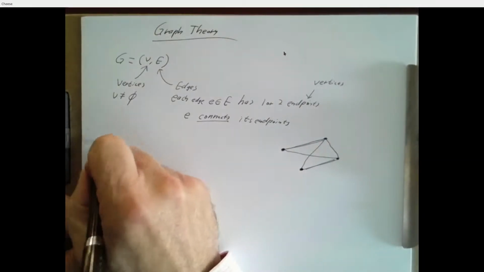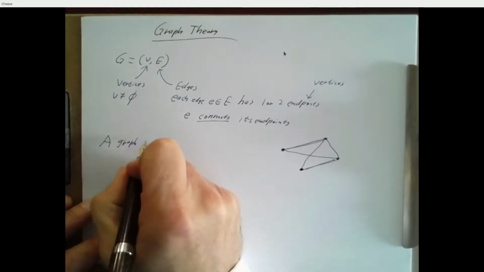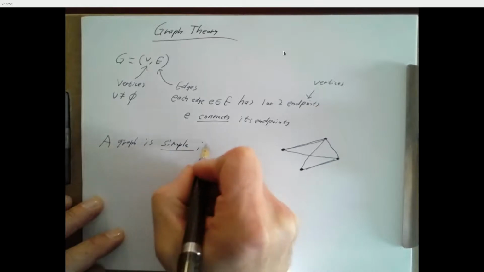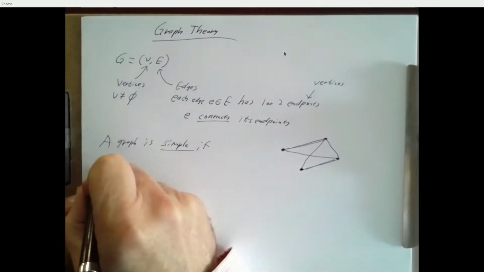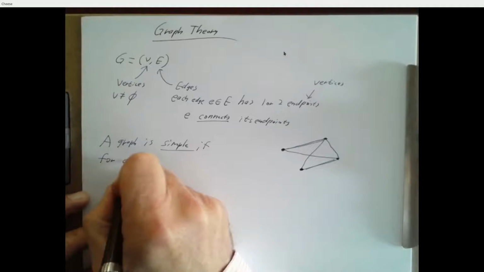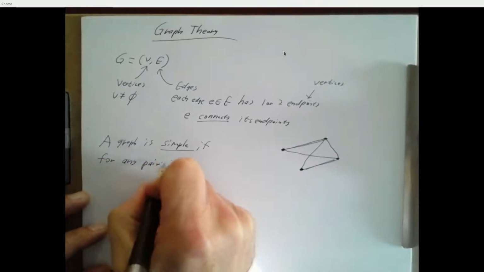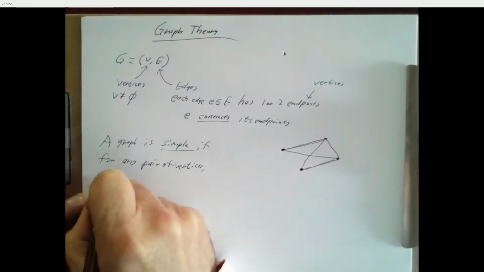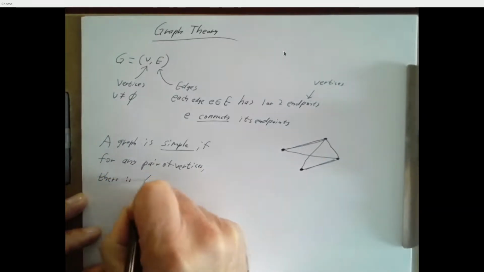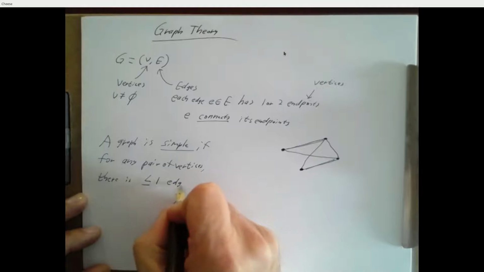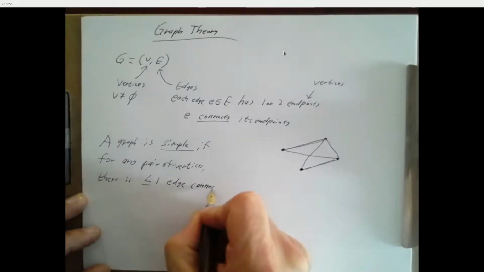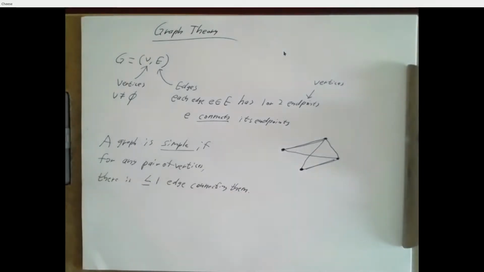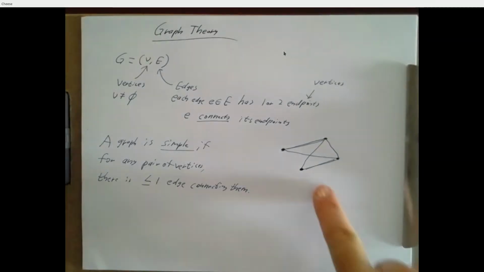A graph is called simple if for any pair of vertices there is less than or equal to one edge connecting them. So this is a simple graph.